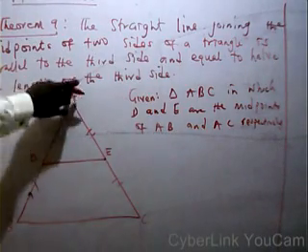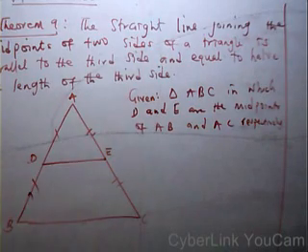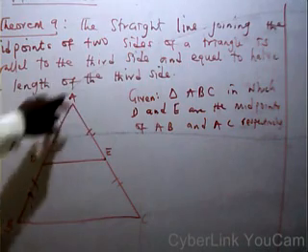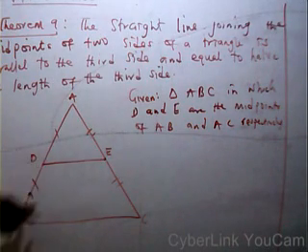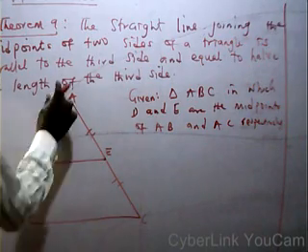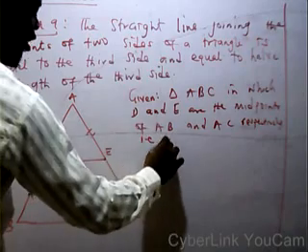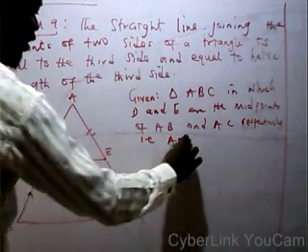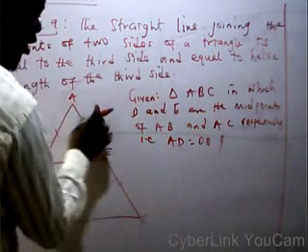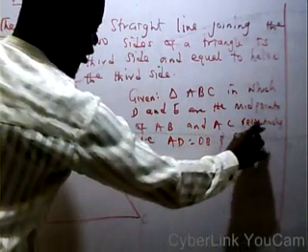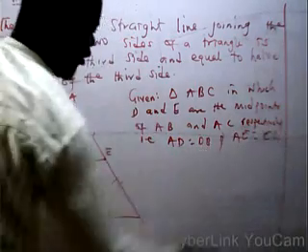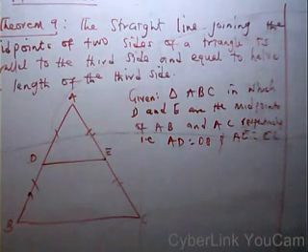So looking at this, if it happens like that, it means that our AD is equal to DB, and our AE is equal to EC. So from that, you can say that AD is equal to DB, and AE is equal to EC. So we learned that from that as well.